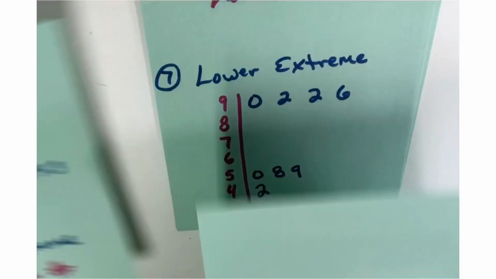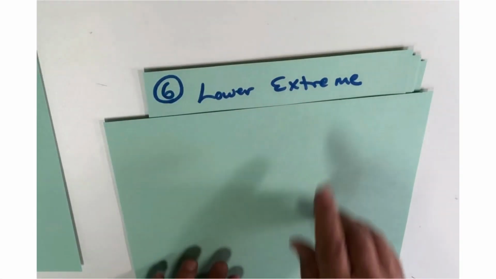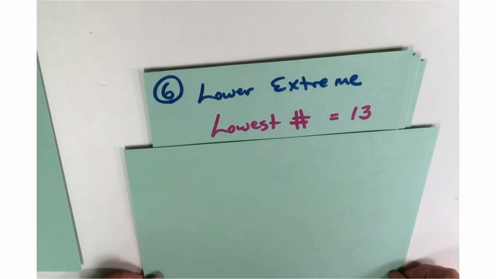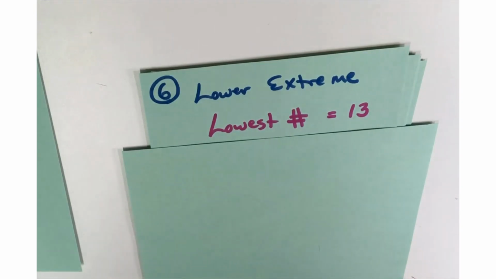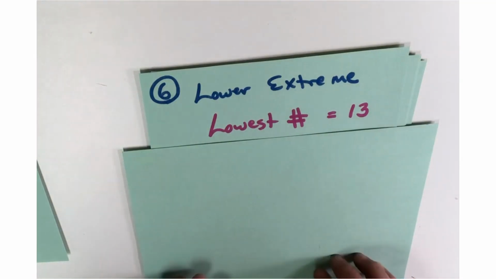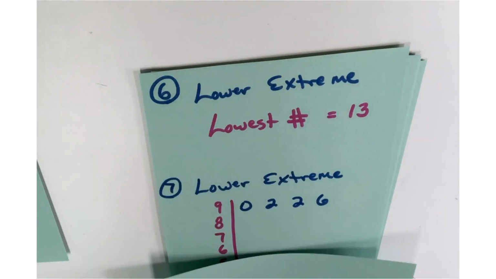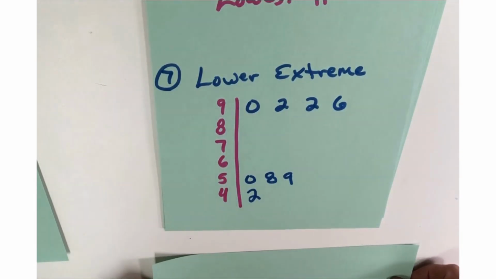Take a look at number 6. What's the key word? Lower extreme. Okay, well, lower extreme means which one is the lowest number. And if you take a look at all the numbers that number 6 gives you, it is 13. Number 6 is the lower extreme. Number 5 was the upper extreme. Okay, so there's your data points. I didn't write them down for you, but you can clearly see that the lowest of all of those numbers is 13.